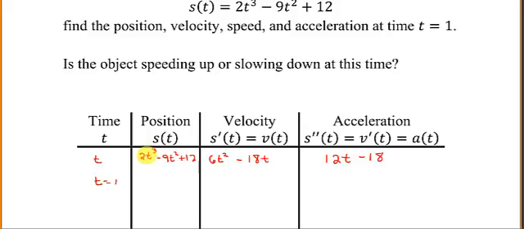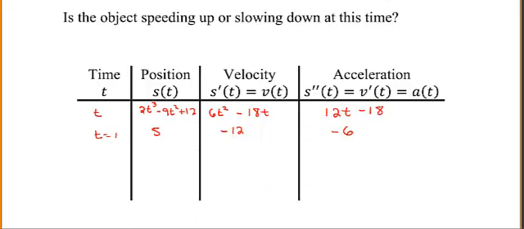if t is equal to 1, this becomes 2 minus 9 plus 12. So 2 plus 12 is 14, minus 9 is 5. So the position would be 5. The velocity, well, this will be 6 minus 18, would be negative 12. Okay, so the velocity will be negative 12, and the acceleration will be 12 times 1 minus 18, negative 6. Notice since the sign of velocity and acceleration are the same, this would be speeding up.